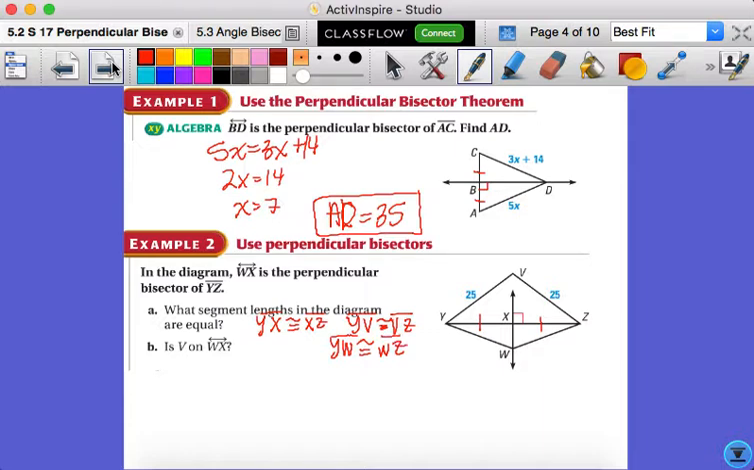And the reason I know that is that this point is sitting on that perpendicular bisector. I can also safely assume that V is sitting on that perpendicular bisector as well, simply because both of these have 25. So when it says, is V on that perpendicular bisector? Yes, it is, because it's equidistant from the 2 points.